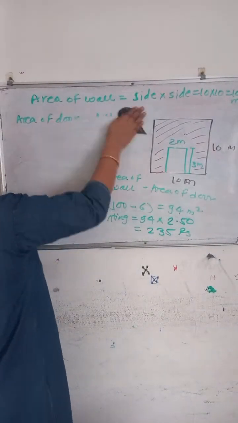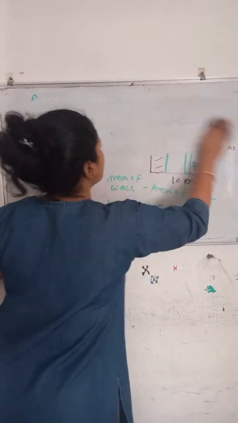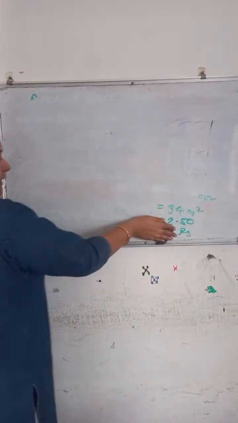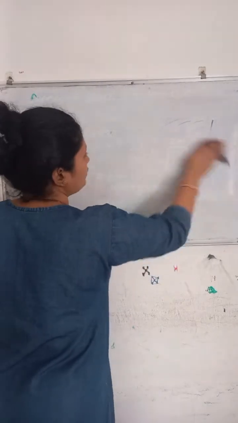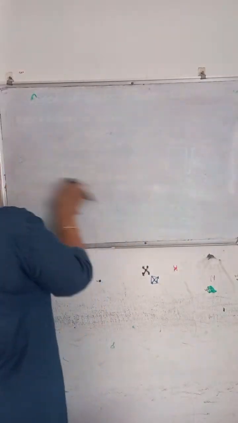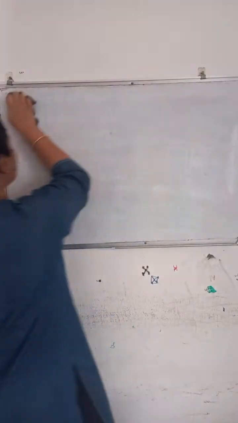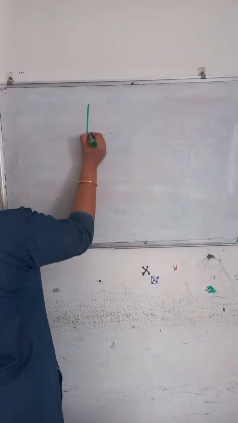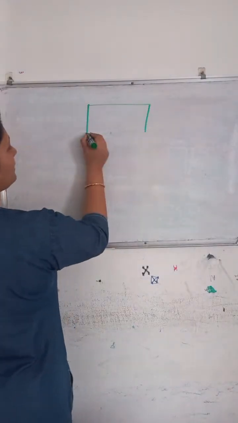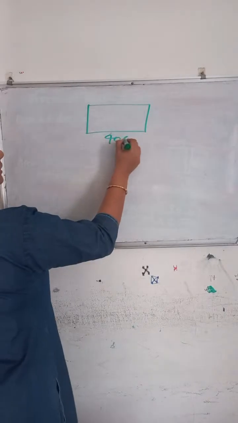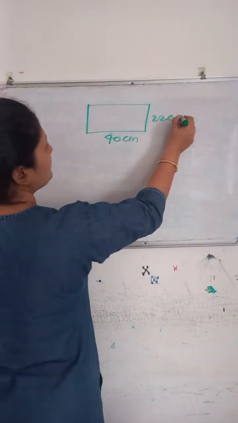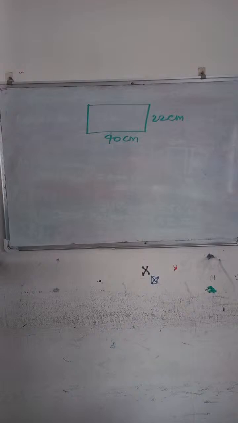I hope everyone has copied the previous problem. I will try to cover all the variety of numericals today and tomorrow for area and perimeter. Here the wire is in the rectangular shape. I will draw the diagram also. This is a rectangle whose length is 40 centimeter and breadth is 22 centimeter.